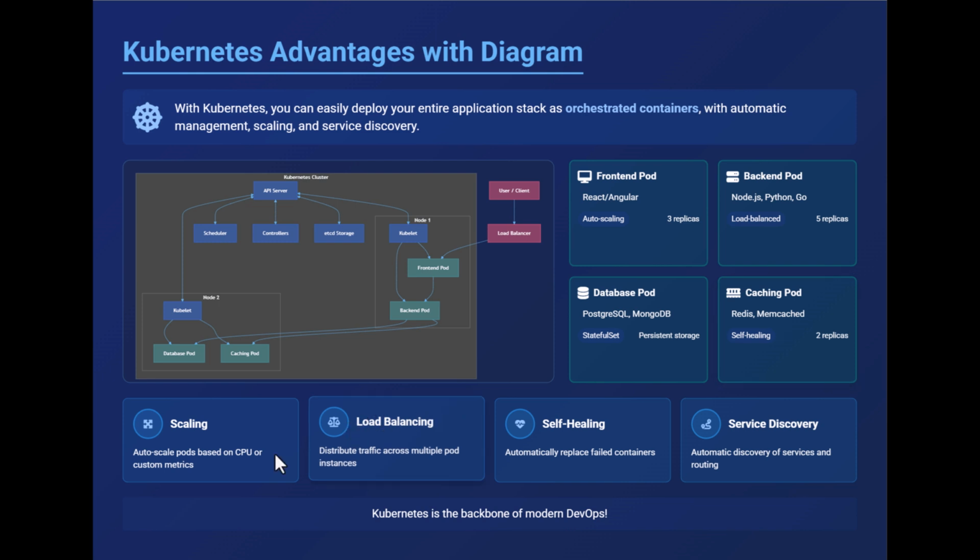Let's see the key features. Scaling: automatically increase or decrease the pods based on CPU usage or custom metrics. Load balancing: spread incoming requests across all available pods. Self-healing: automatically replace failed containers. No need for manual restart. Service discovery: Kubernetes handles the internal DNS so that services can easily talk to each other.